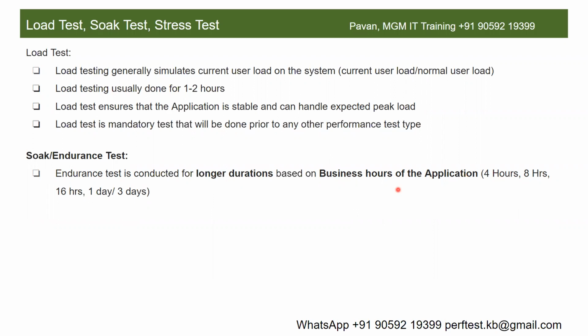Yeah, working hours. How many hours will that application be used mostly? Most of the users, how many hours will they use? So that is the business hours of an application. It can be 4 hours, it can be 8 hours or 16 hours or 1 day or 3 days. How come is this 1 day or 3 days? Or how come is this 16 hours? Can working hours be 16 hours?